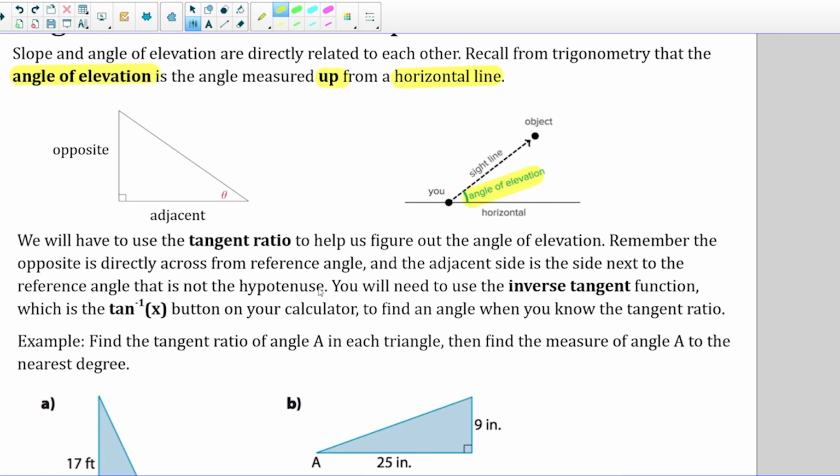We're going to have to use the tangent ratio to help us figure out what that angle of elevation is going to be. Remember that your opposite side, and we can look at this triangle here, your opposite side is directly across from your reference angle, that little theta there in the corner, and your adjacent side is going to be the side next to the reference angle that's not the hypotenuse. So maybe for reference here, we know that this is the hypotenuse because it is directly across from the right angle. We're also going to need to use the inverse tangent function, which is going to look like this on your calculator, and that's going to help us find an angle when we know the tangent ratio.